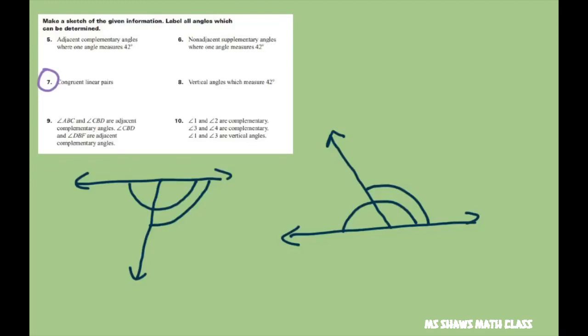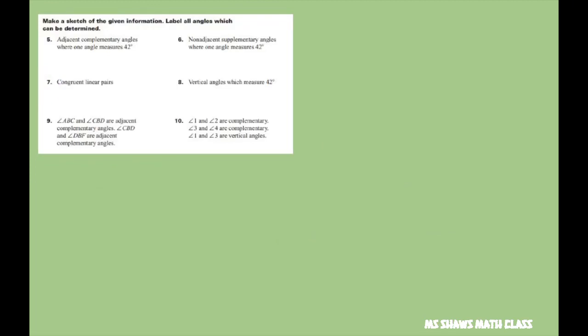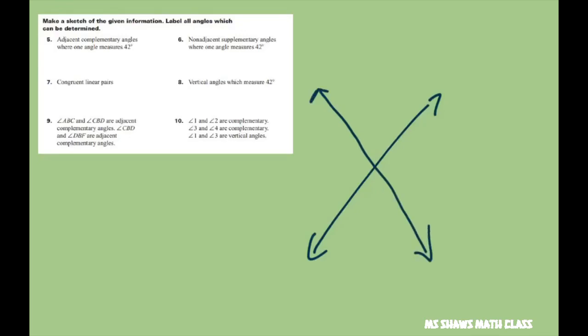The next one is vertical angles, which measure 42. So I'm going to draw vertical angles. Just draw some kind of vertical angles where they intersect. So if one measure is 42, then this measure has to be 42. And therefore, these two measures would have to be supplementary, which would be 138. So this would have to be 138. Something like that would work.